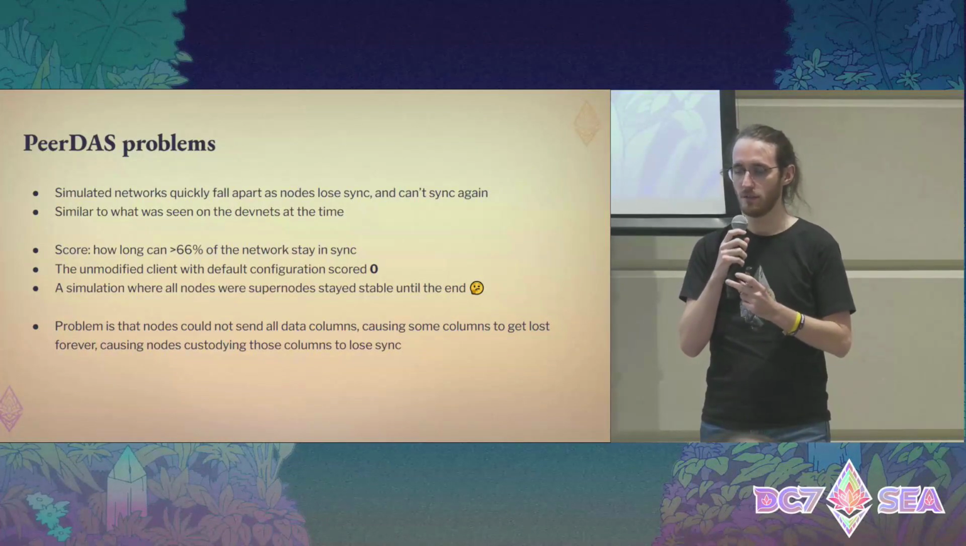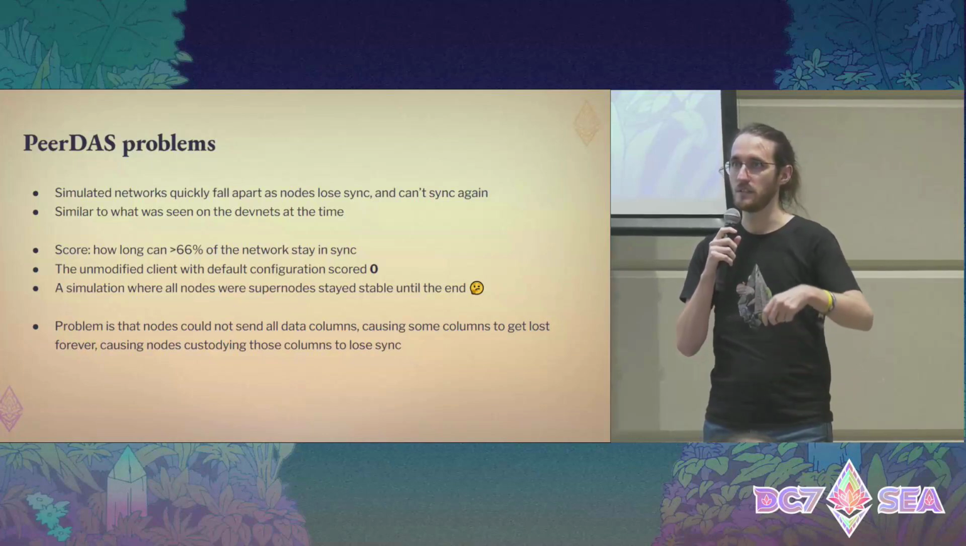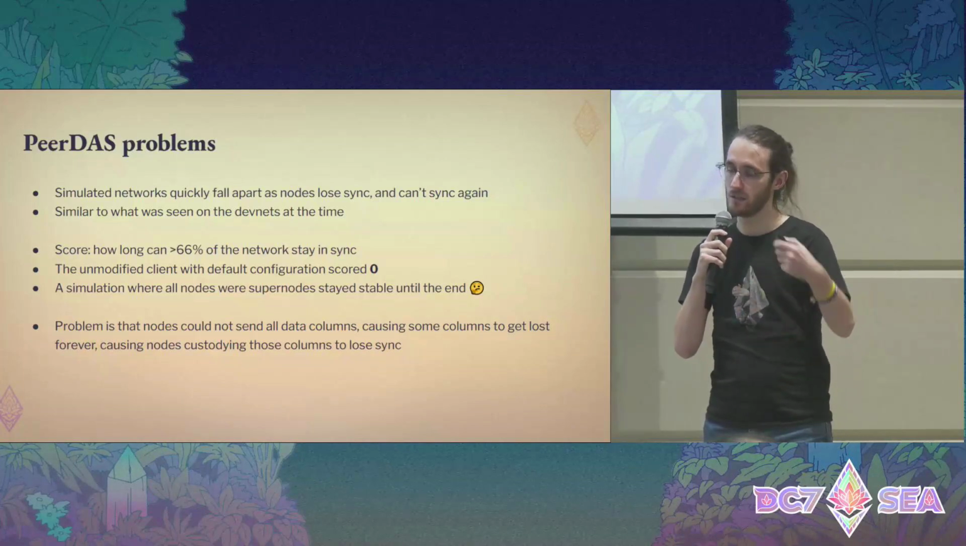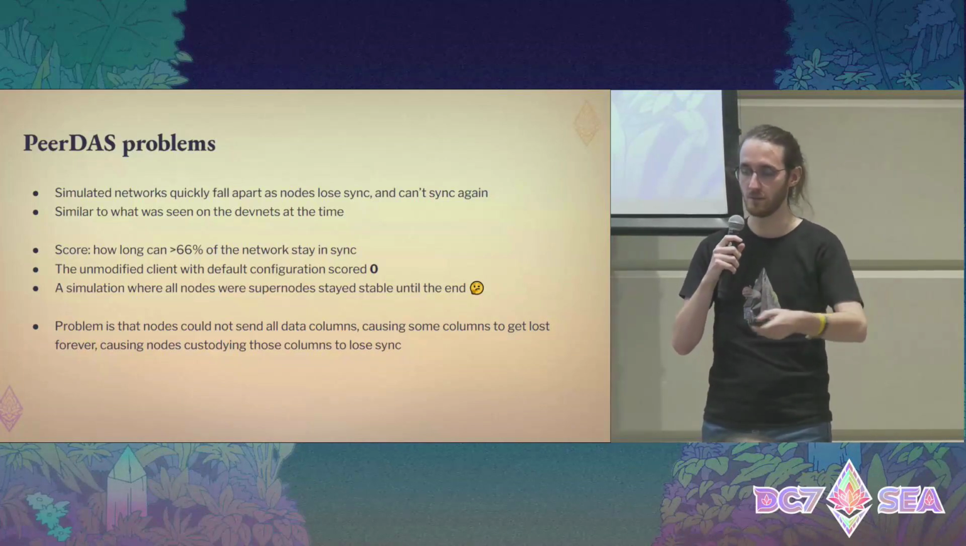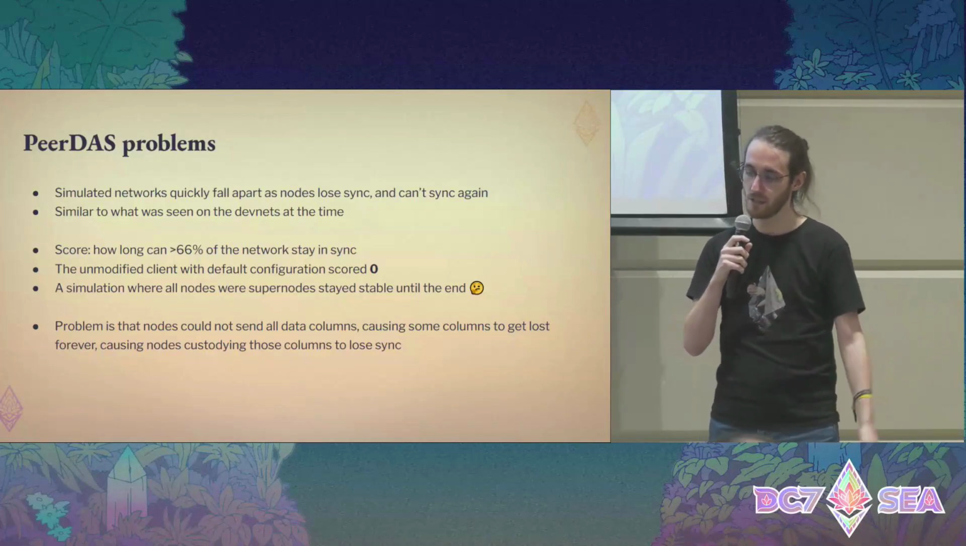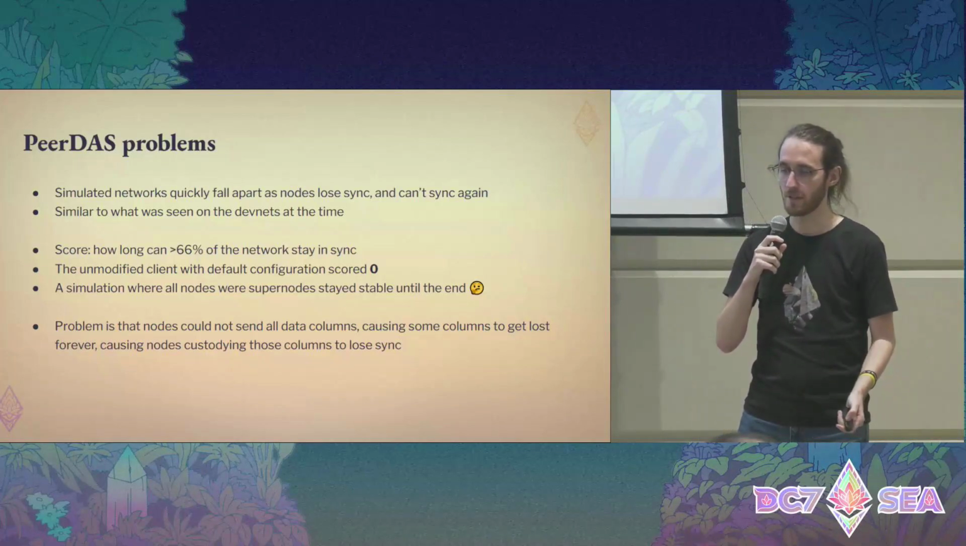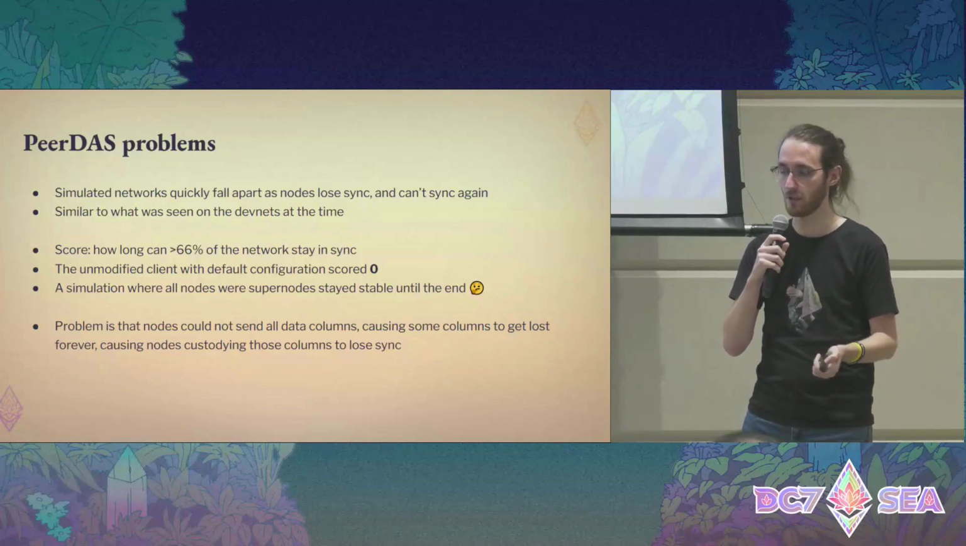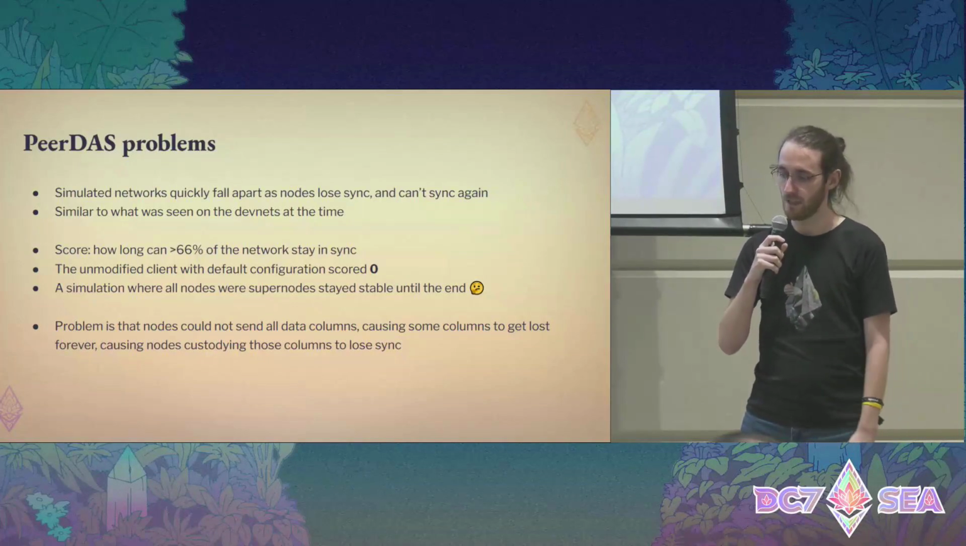So I had the suspicion that something is wrong with the distribution of columns when we don't broadcast all the columns at all times to everyone. And also that something with supernode reconstruction of the blobs might be wrong.